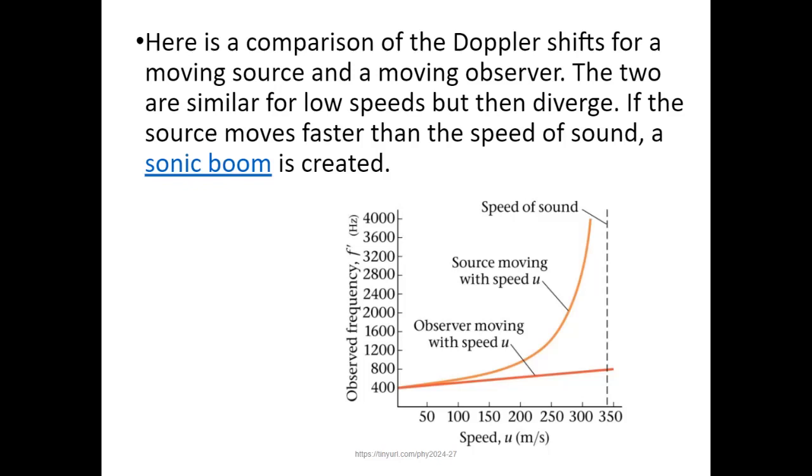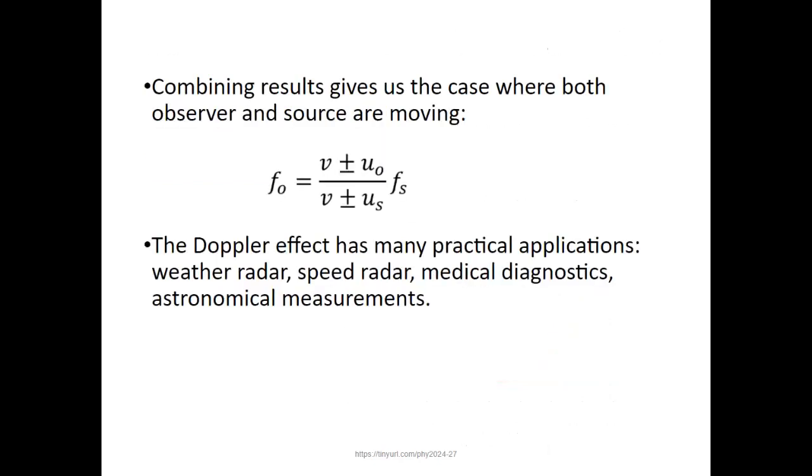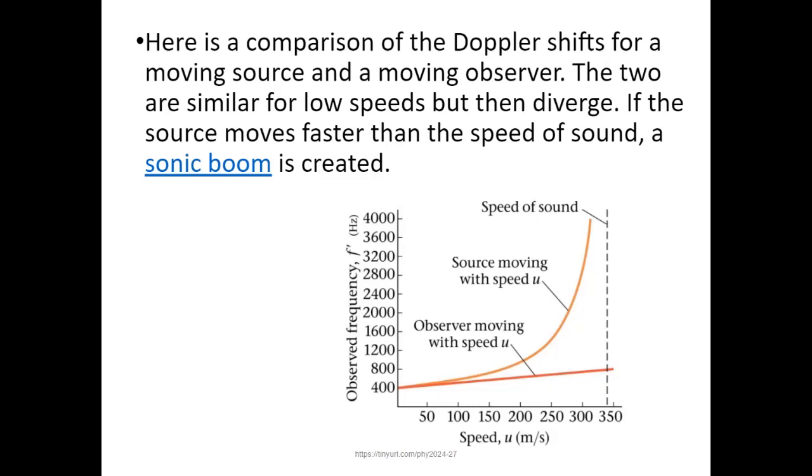Now, this is what happens when the speed of the source is moving. We can see from this equation over here, if the source is moving towards the receiver, then you take the minus sign. If the speed of the source is very large, approaching the speed of sound, then the denominator will be 0, or even larger than the speed of sound. When that happens, you create a sonic boom. I'm going to play a video here for this.